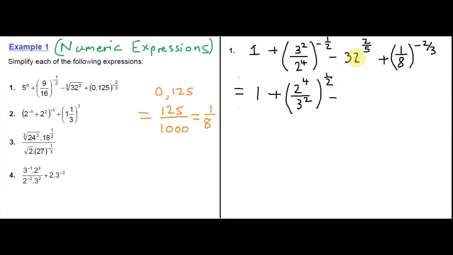Once again, we can use prime factors for 32. And we see that 32 is the same as 2 to the power 5. Of course, we're finding the prime factors of 32 very much in the same way as we did for 9 and 16. Here I can switch around the fraction, so it's 8 over 1, or just 8, and then the power becomes positive.